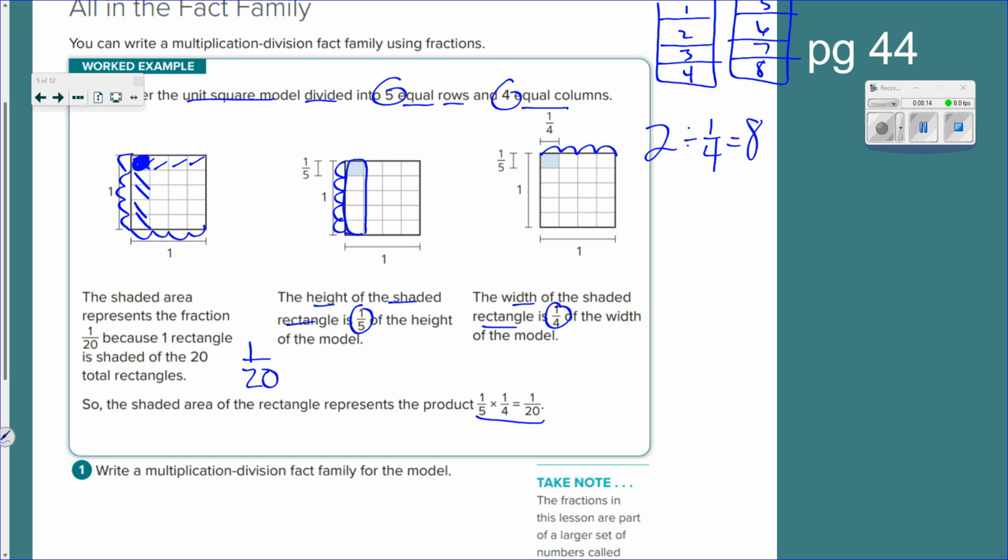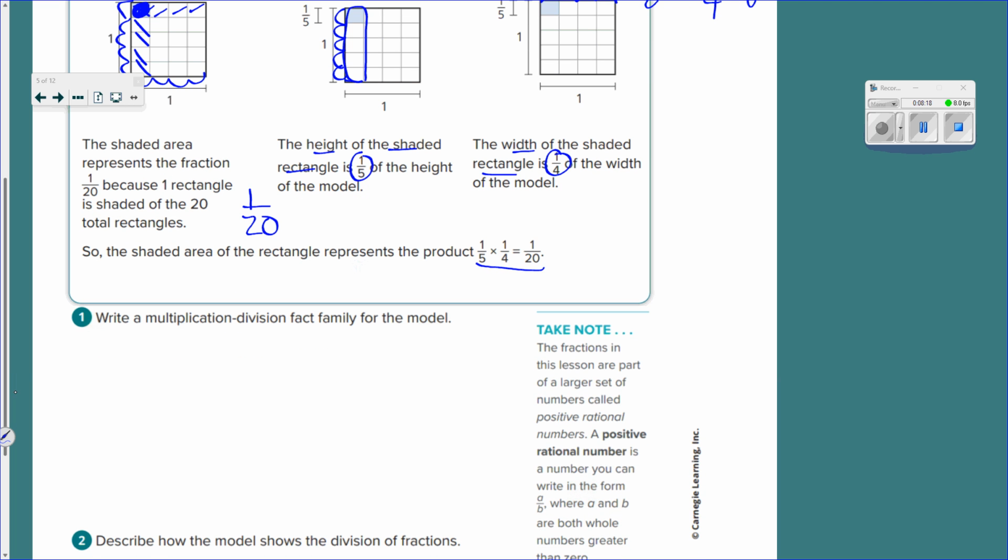We just worked on fact families in our opening exercise. So now I want a multiplication division fact family for the model. I'll give you a hint. Your first sentence is 1/5 times 1/4 equals 1/20. See if you can do the other 3. I'll give you guys 1 minute. Go.